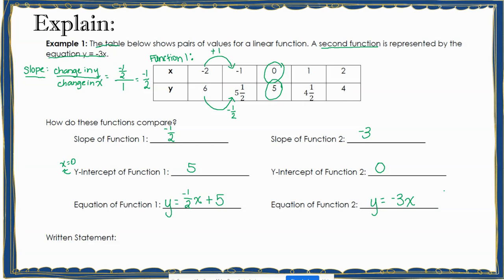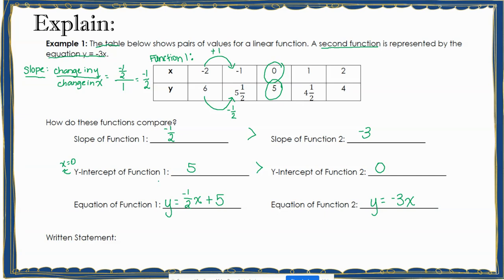Well, when we compare these, we want to compare our slopes first. Well, we see that function 1 has a slope of negative 1/2, while function 2 has a slope of negative 3. Well, negative 1/2 is actually greater than negative 3. Now let's compare our y-intercepts. Function 1 has a y-intercept of 5, and function 2 has a y-intercept of 0. So we can say that those are also greater.